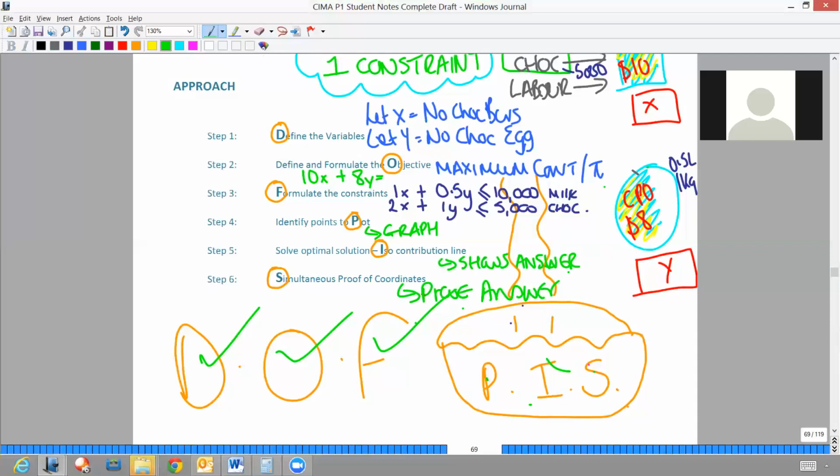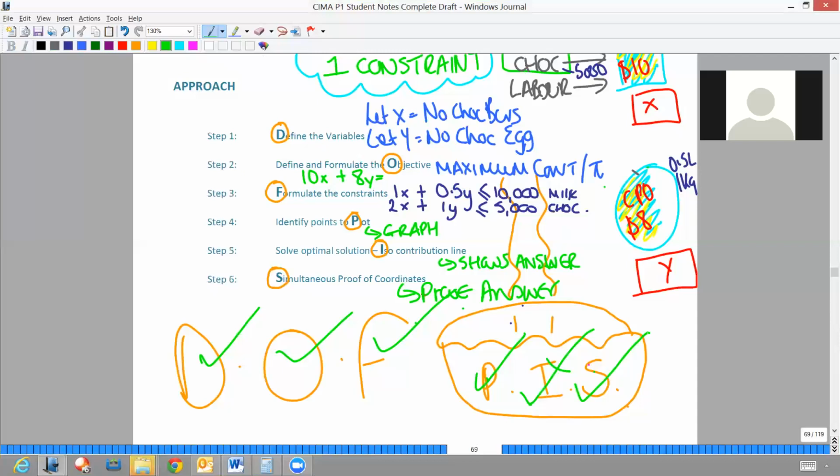So we define the variables, we state the objective function, we formulate the constraints, we identify the points to plot, we create an ISO contribution line, and then we do a simultaneous equation. And that, ladies and gentlemen, is DOF pies. That's how it works. That's how we piece it all together. In the exam, as I say, you may find yourself 3 steps in or 4 steps in, which is fine. You need to be able to pick them all off.